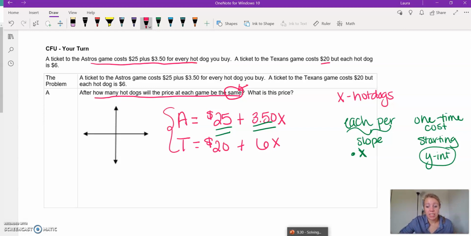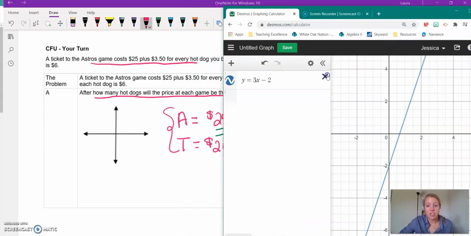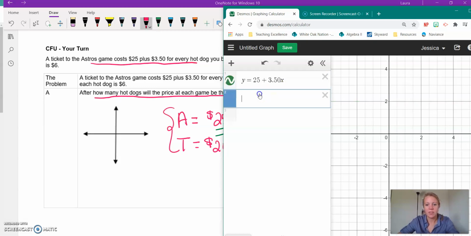So watch how I'm going to go to Desmos and just plug in both of these equations. Now, I don't have A and T, so I'm just going to use Y instead and call it the total cost. So I have Y equals 25 plus 3.50X, that's one. Then I have the Texans game, which is Y equals 20 plus 6X.